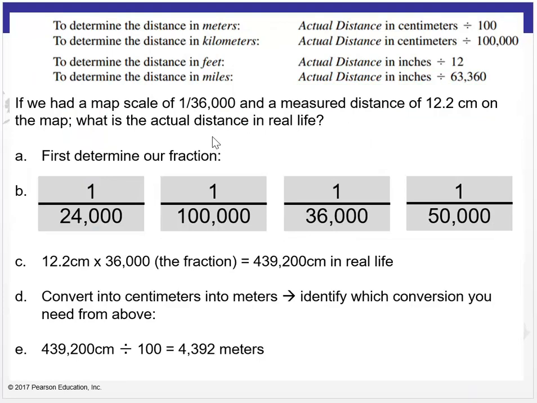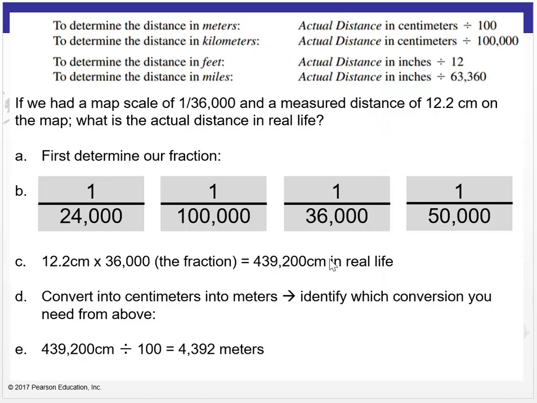So first, we have to figure out what our fraction is so that we know what we need to multiply. So jumping back up here, we need to see if any of these match. We're going to go ahead and, sure enough, plug in our 1 over 36,000. So now we know that we need to multiply our measured distance of 12.2 centimeters times 36,000 because that is the fraction on the map. Once we do those calculations, we are going to be left with 439,200 centimeters of real life distance.